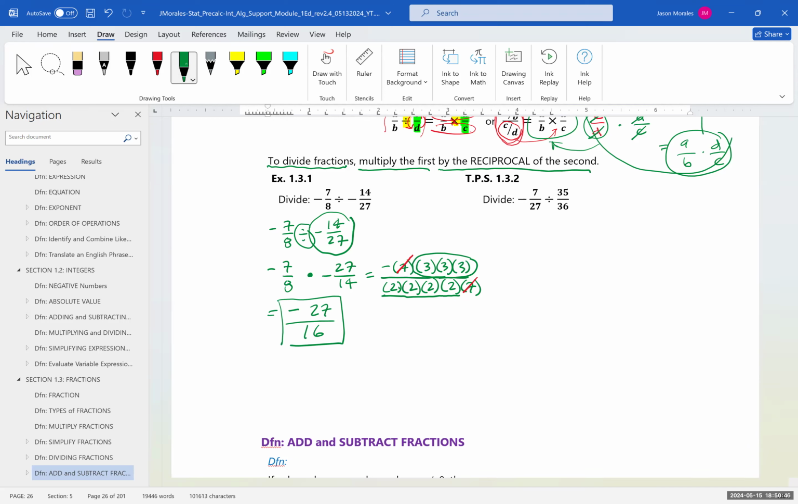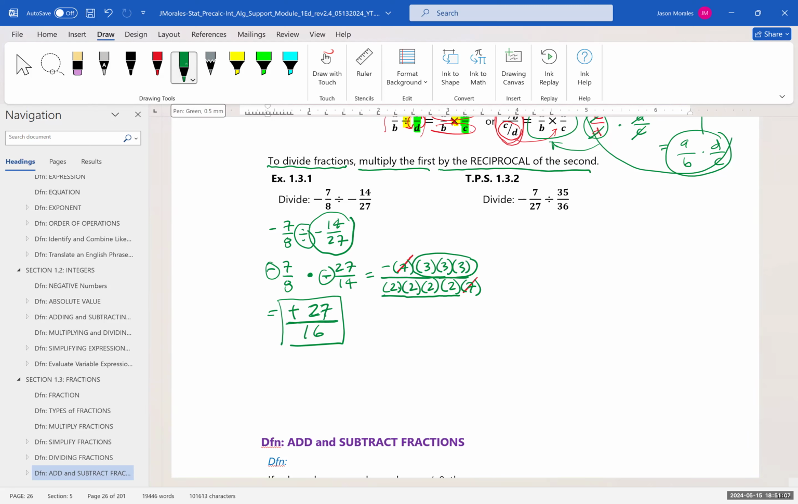So negative 7/8. Oh, negative and a negative. This should be positive. Okay, I almost messed up my signs here. So negative divided by negative will be positive, and the simplified improper fraction is 27/16.